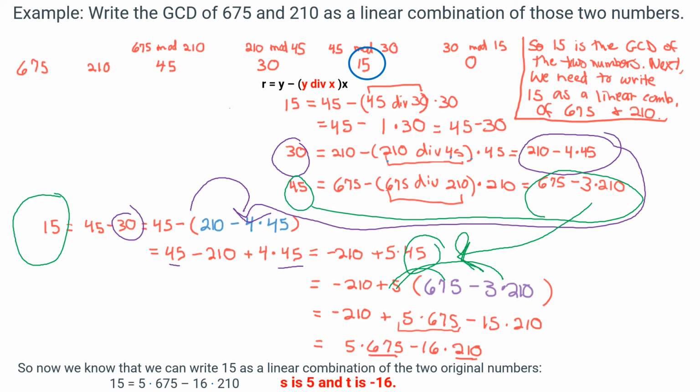And so, remember that we were told with one of those recent theorems that we can always write the GCD as a linear combination of those original numbers, and we can write it so that the largest one has an s in front of it, s times the first, and then plus t times the other. So if we're looking for s and t, we would say that s is 5 and t is negative 16.